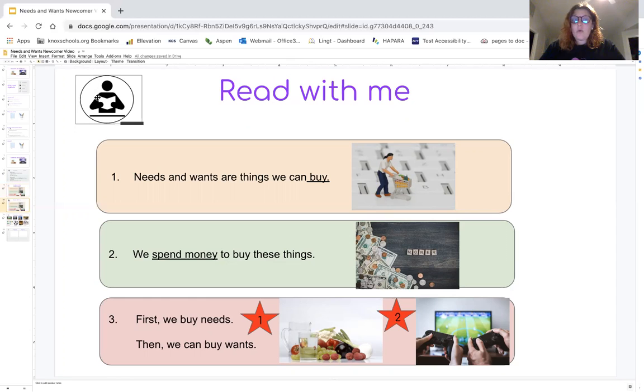So now we have our reading symbol. You are going to read with me, and we are going to read our 3 sentences. Okay, we'll start with number 1. Are you ready? Okay, number 1, needs and wants are things we can buy. Good. Number 2, we spend money to buy these things. Good job. And number 3, first we buy needs, then we can buy wants. Excellent job.